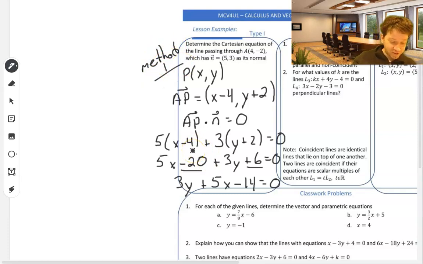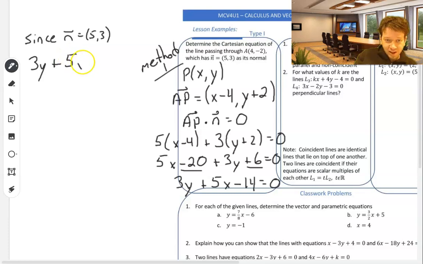Okay, there's another way of doing this though. Here's the other way. Since we know what that normal vector is, which is 5, 3, remember how easy it is to pull out a normal vector from the standard form of a line. So we know that the coefficient for y is 3, so it's going to be 3y. We know that the coefficient for x is 5, so plus 5x. We just don't know what that constant is. But since we know a point on the line, we can substitute those x, y values in for x and y and solve for c.